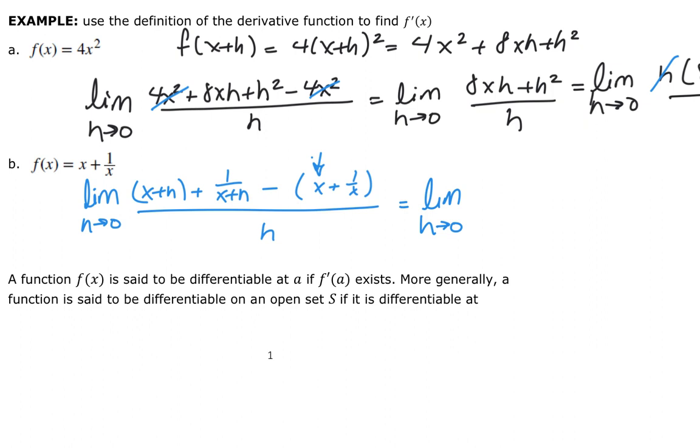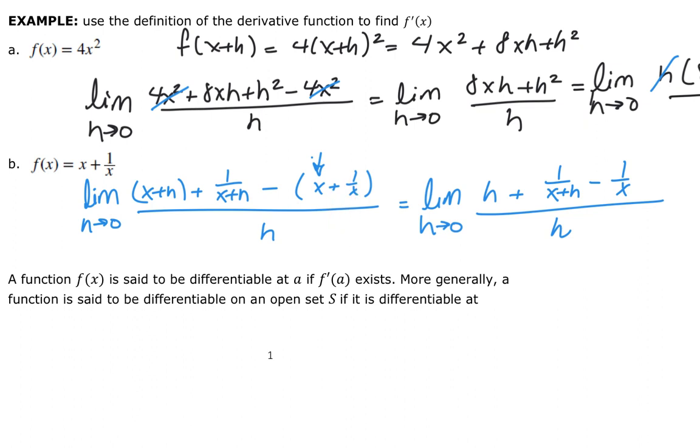So I'm just going to be left with h plus 1 over x plus h, and then a minus 1 over x, all over h. Again, that's because this x, when I distribute this negative through, will cancel. And then don't forget to distribute the negative on the 1 over x.